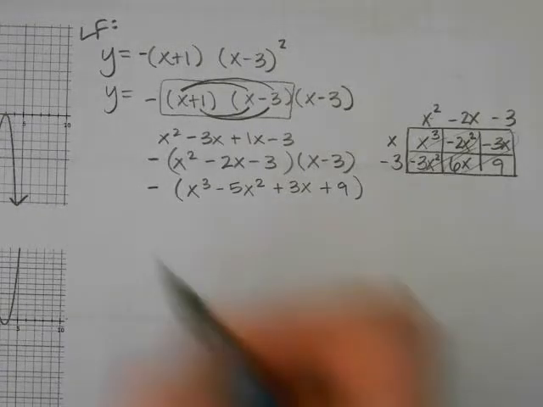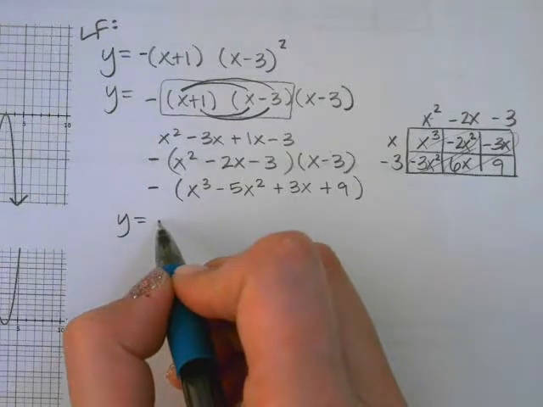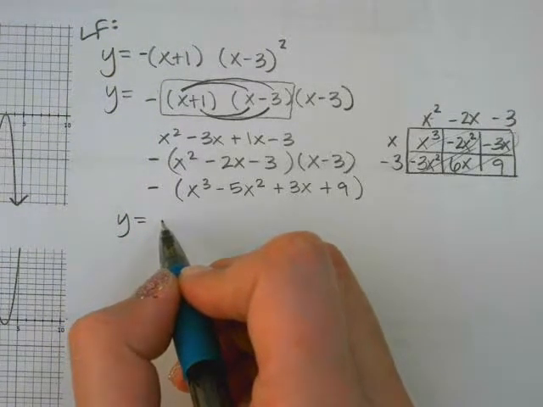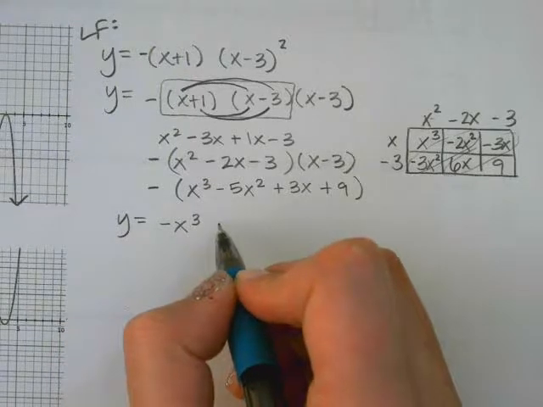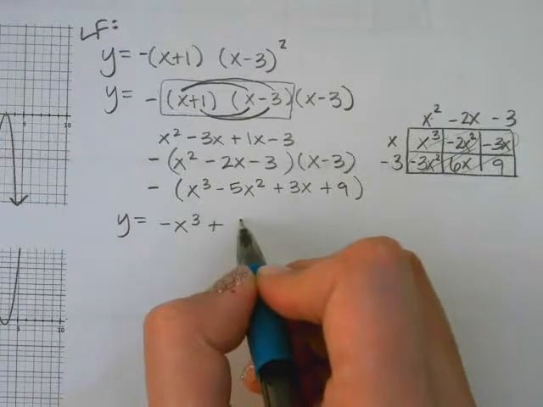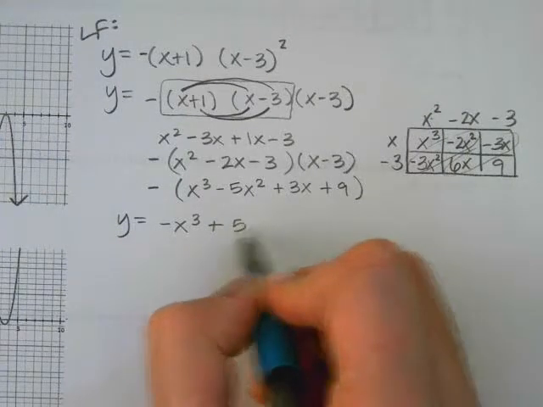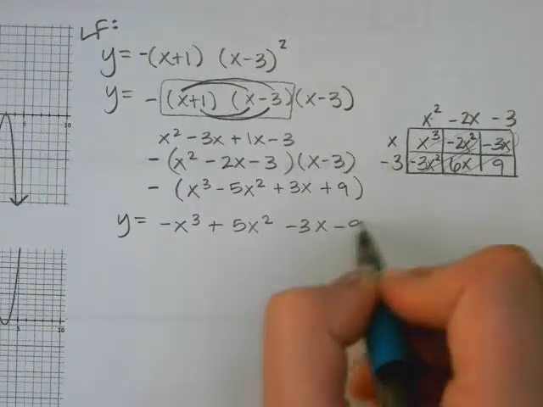Now you can distribute the negatives. So we've got y equals. Anybody? Yep, you're good. X to the third, where x cubed works, plus 5x squared minus 3x minus 9.